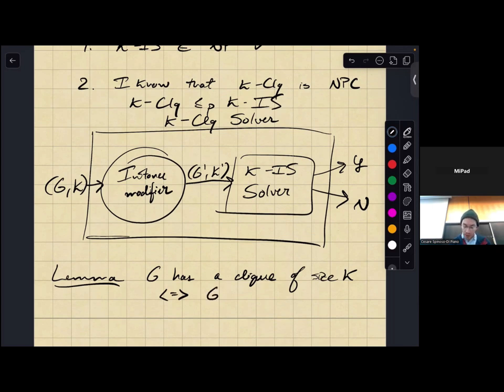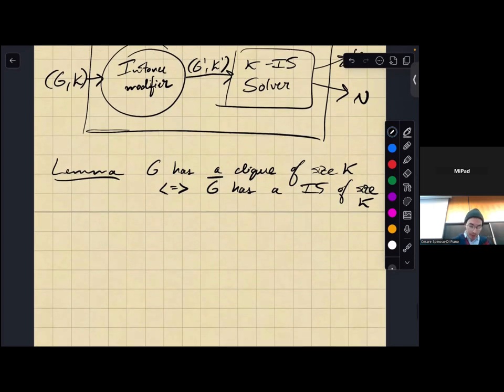If and only if the complement of the graph G has an independent set of size K as well. Yes, right? Why? Imagine I have the complete graph K4. It has a clique of size 4. Now take the complement.